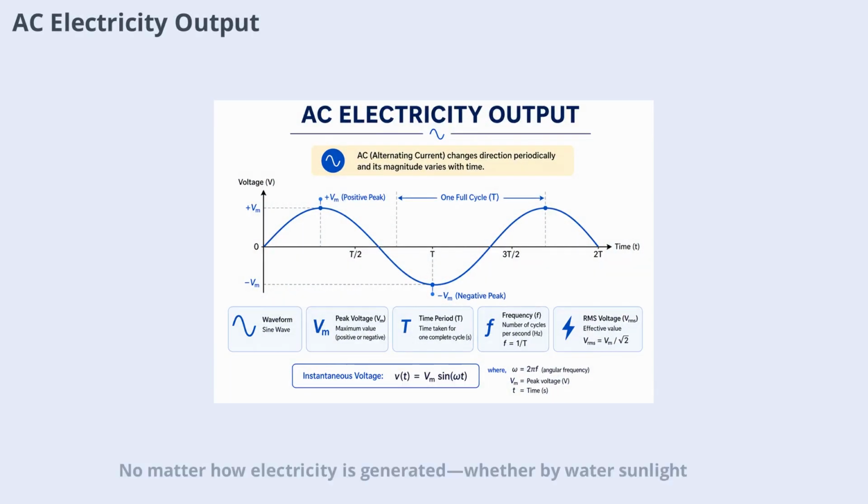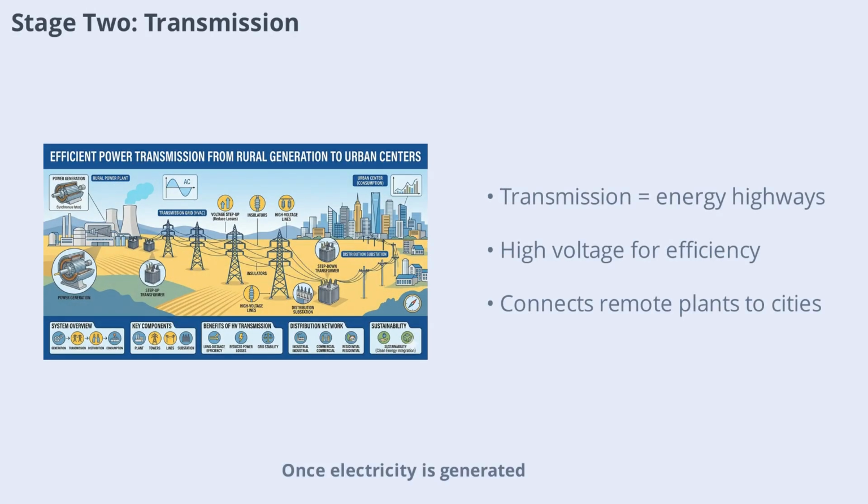No matter how electricity is generated, whether by water, sunlight, or fuel, the output is always the same: alternating current, or AC electricity, at a specific voltage level. This standardization makes it possible to connect different sources to the same grid and ensures that electricity can be efficiently transmitted and distributed. AC electricity is the backbone of modern power systems, making it possible to power everything from homes to factories.